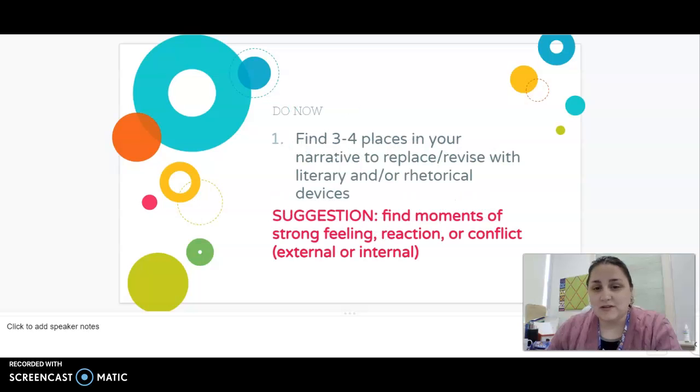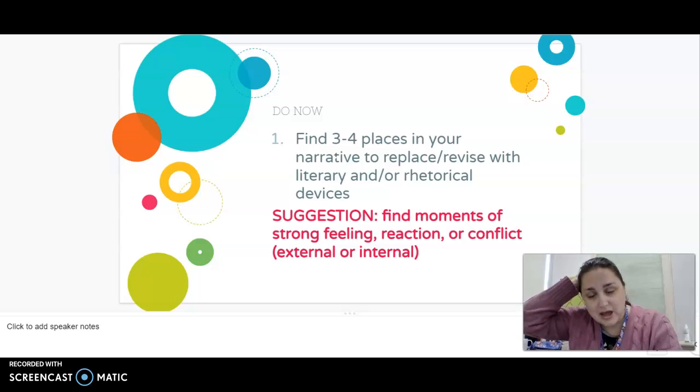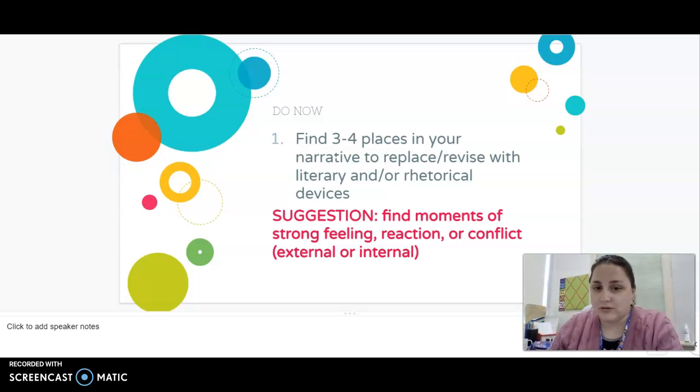But remember, you need to go into your narrative now. All right, your personal narrative that you've already written, and you need to find 3 to 4 places in your narrative, and you're going to replace or revise it with those literary and or rhetorical devices. We do suggest, because the best place to find these and to have the most impact is in moments of strong feeling, reaction, or internal or external conflict. When emotions are really high, it's a really good time to bring out those literary and rhetorical techniques, those devices.